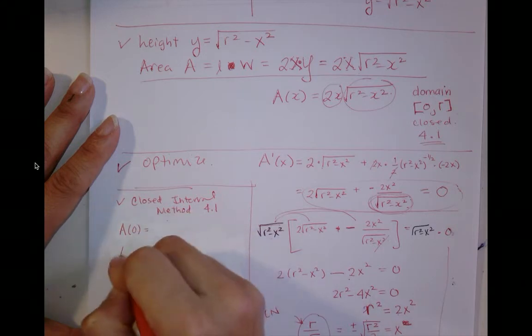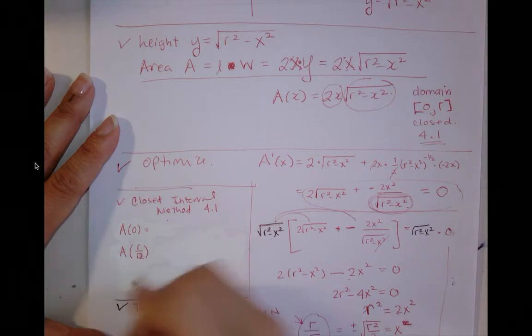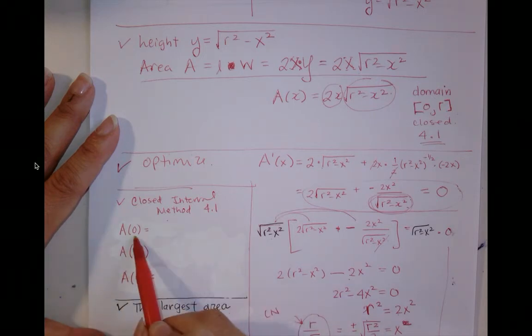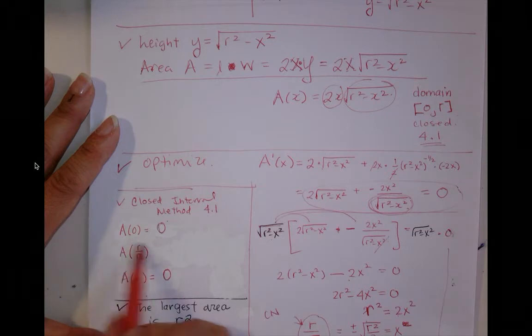Whichever number is the largest will be the absolute maximum. But we can already see that if x is equal to 0, then clearly the area is going to be 0. And if x is equal to r, then the area is also going to be 0. So clearly the maximum is going to occur at r over root 2.